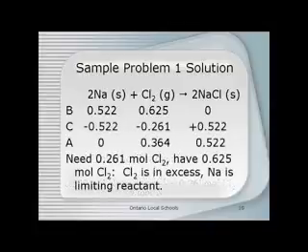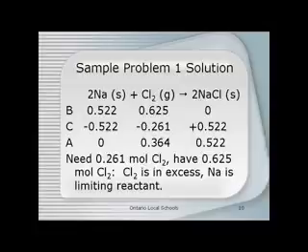We settle which is our limiting reactant by looking at the moles of chlorine that are required. We need 0.261 moles of chlorine. When we look at the before line in our BCA table, we have 0.625 moles of chlorine. So we have much more chlorine than we need, meaning that chlorine is in excess and sodium is the limiting reactant. Since we know what the limiting reactant is, that's what we're going to use to find how much things change by. We're going to use up all our sodium.